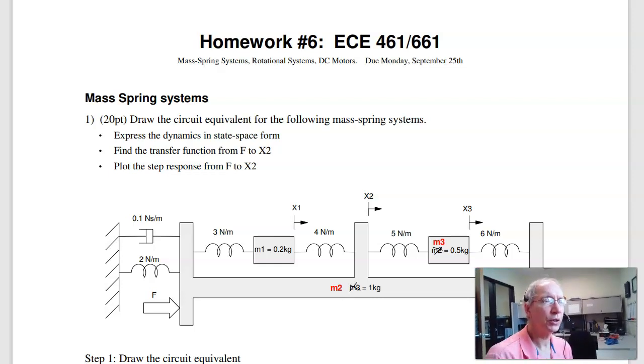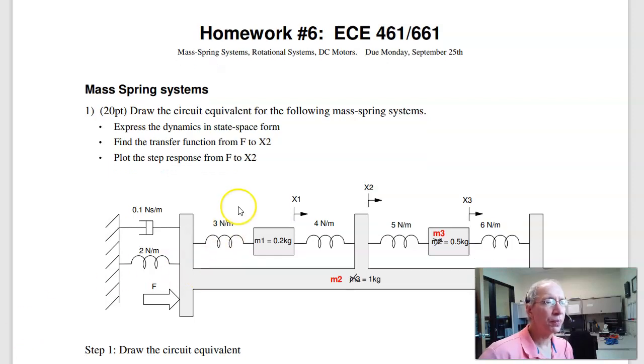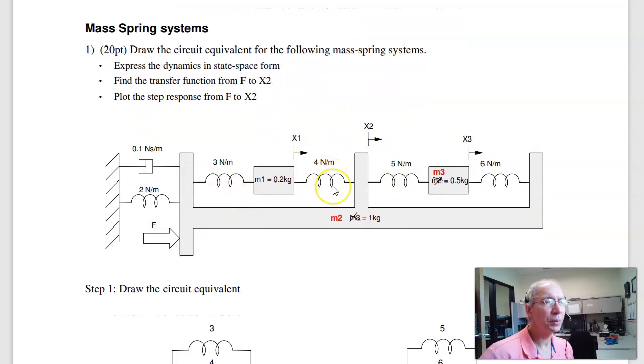Here are solutions to homework set number 6 for ECE 461-661 control systems. Now this homework looks at mass spring systems, rotational systems, and DC motors. The first problem is, given this mass spring system, find the transfer function from force to x2.